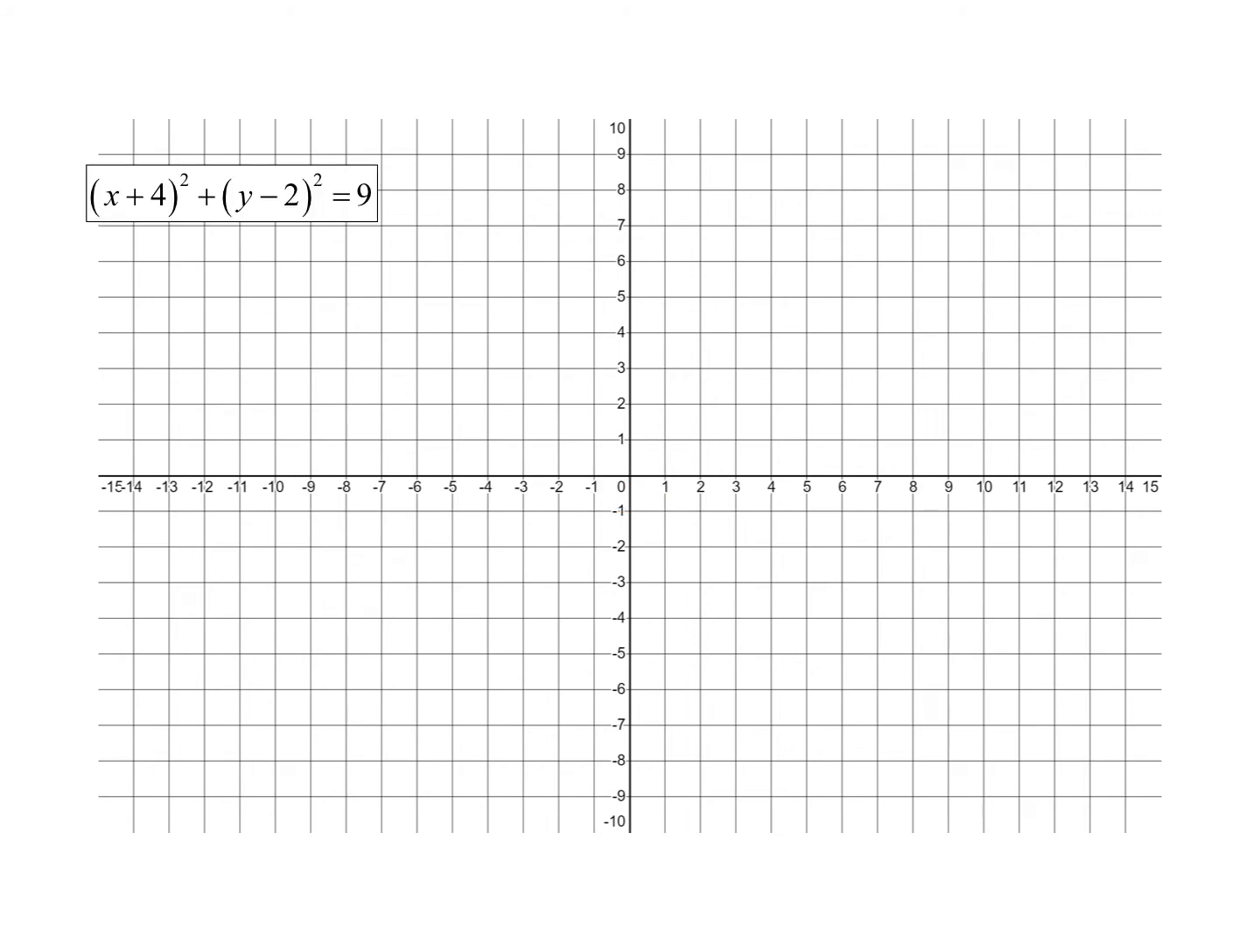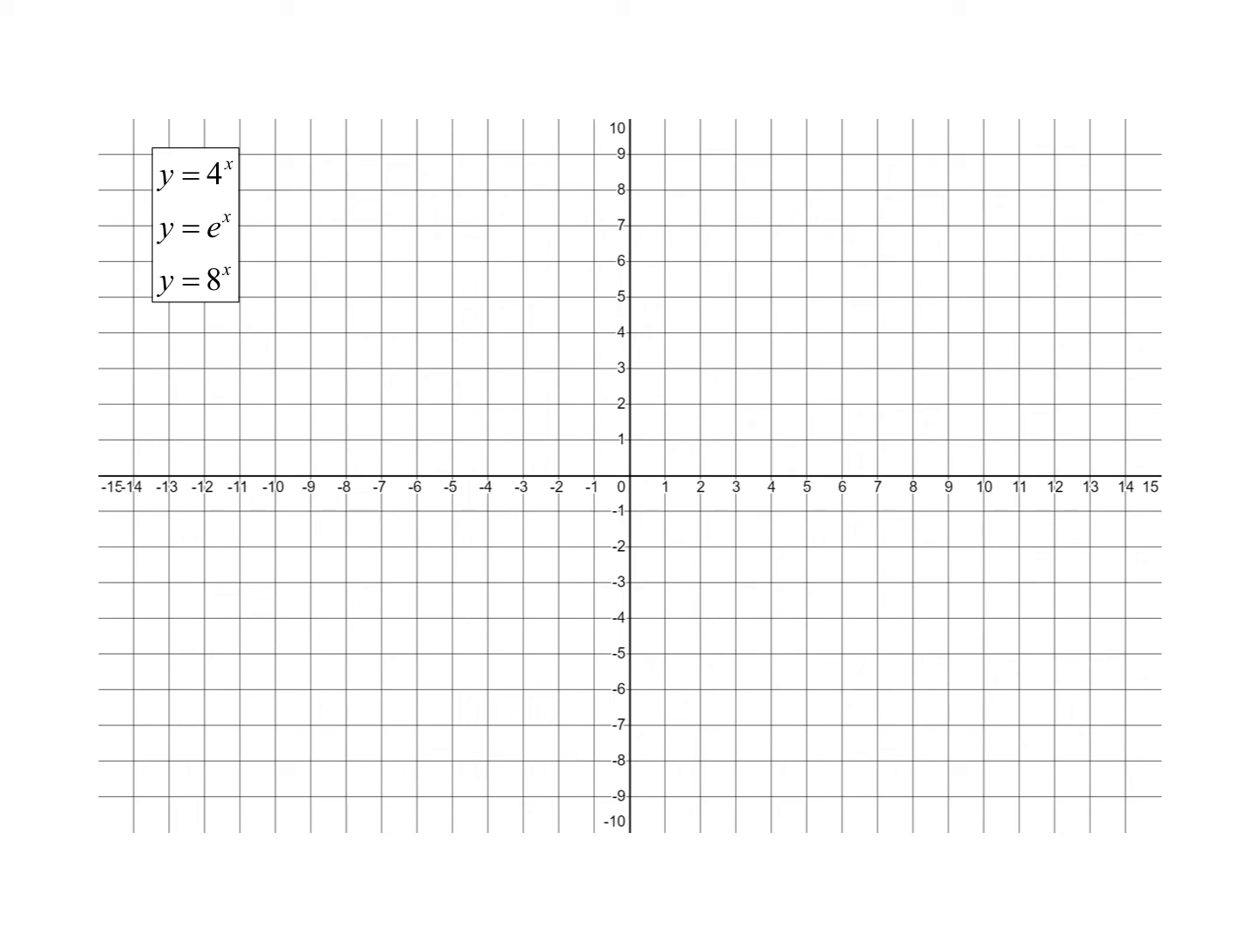Now this circle, it's been shifted, and we have a larger radius. So the x plus 4 puts our center over -4, and then the -2 puts us up 2. And remember, whenever something's in brackets, it's always opposite to the sign. Now the 9 is 3 squared, so our radius is 3. So up 3, down 3, right 3, left 3, and then try and connect it as best as you can to make it look as close to a circle as possible.